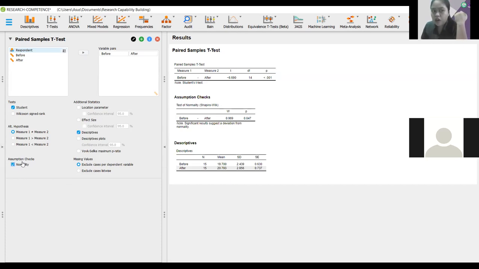So just click here on the left side, normality under the assumption checks, and still look at the p-value, and we still have the same decision rule here. If the p-value is greater than 0.05, yes, the data sets are normally distributed. So that's what that means. That's 0.847, so that's really greater than 0.05. So we can really use the paired sample t-test here.